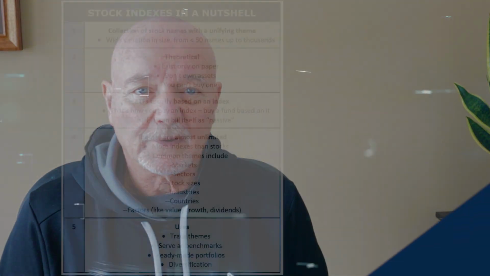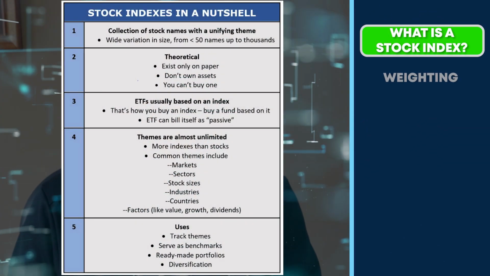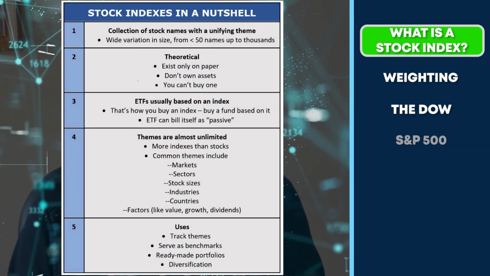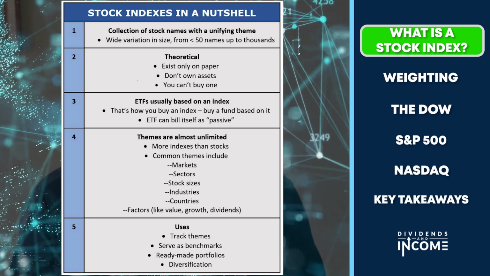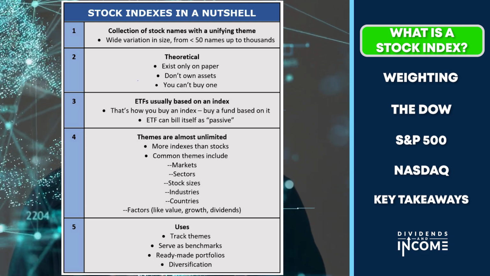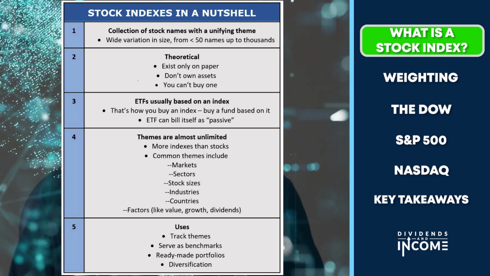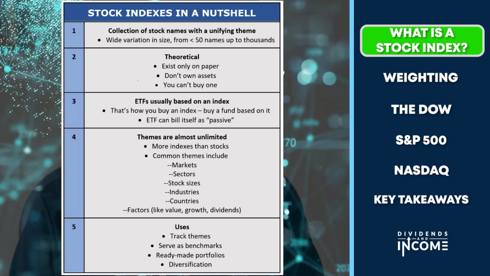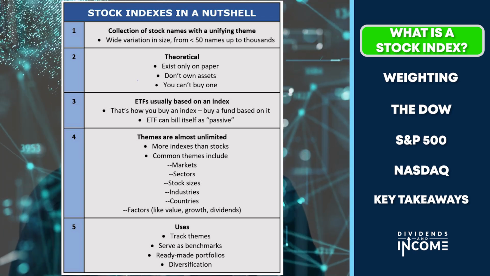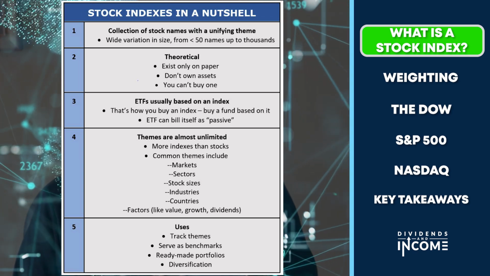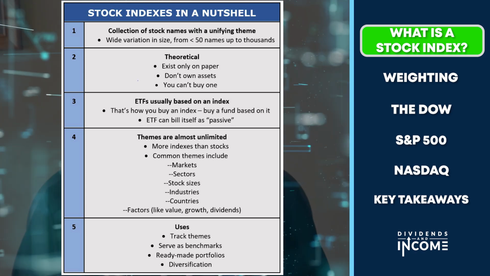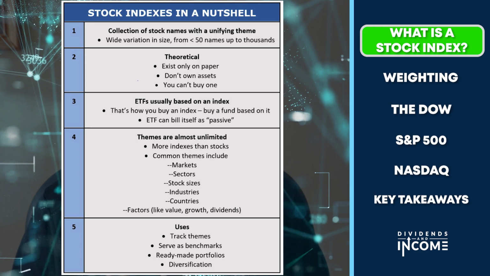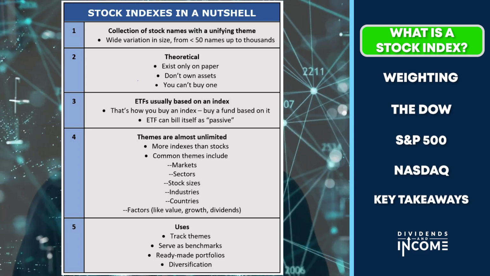This display is an overview of what stock indexes are. Number one, a stock index is a collection of stock names that follow a unifying theme. They vary widely in size, from indexes that cover just a few stocks to other indexes that cover thousands of stocks. Number two, and this is important, stock indexes are theoretical. They exist only on paper, they do not own assets, and you can't buy an index.